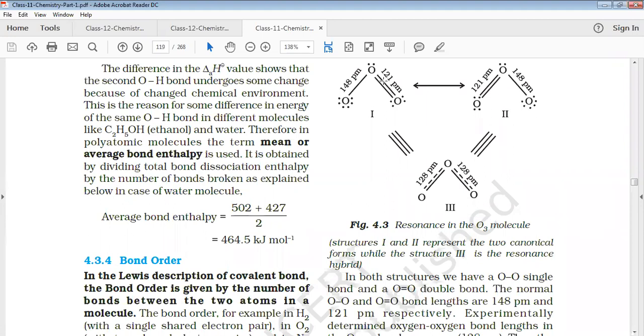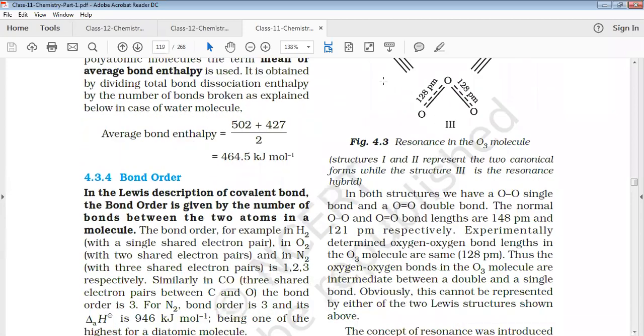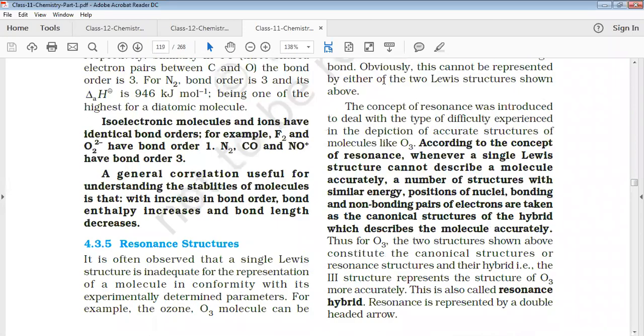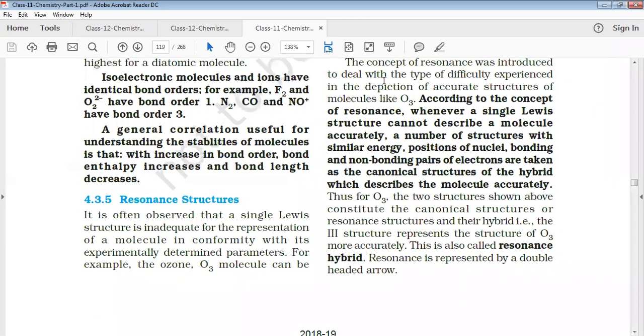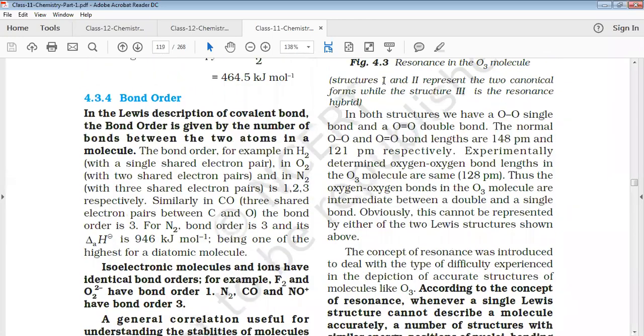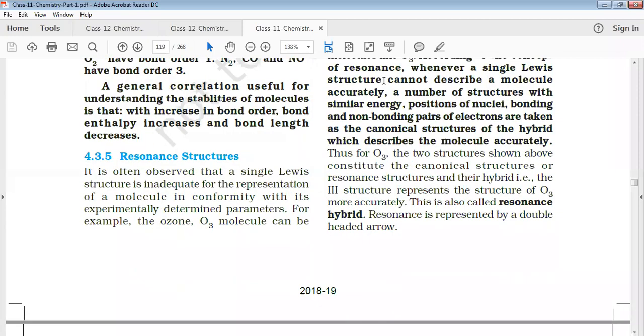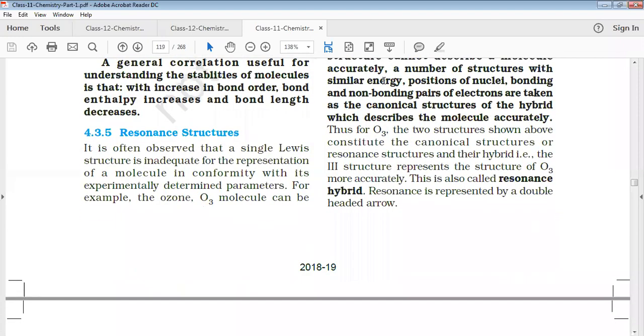Fine. Bond order is a little bit more, I will explain that tomorrow. We have less than 1 minute's time. You can ask me any doubt. Then resonance structure is a very nice topic. Don't miss the class tomorrow. Bond order and resonance structure are very fantastic topics and you can play with them. That is very important and you should be in the class.